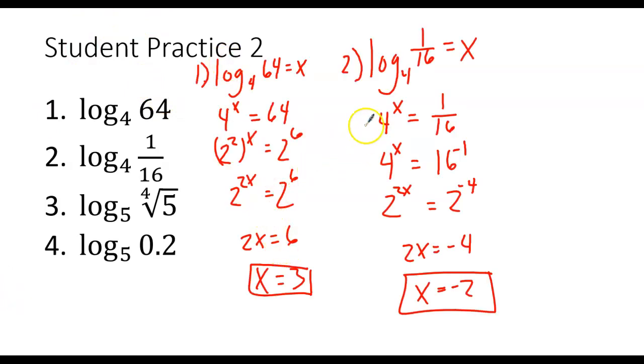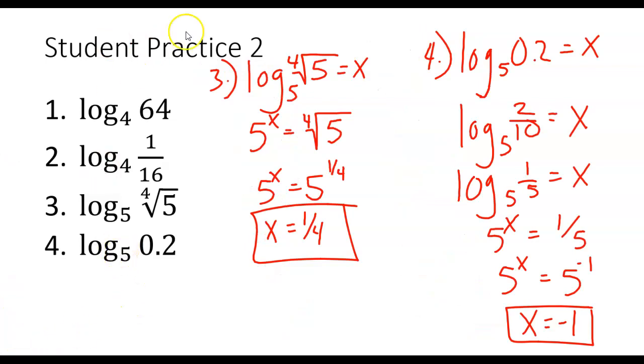All right, so here's the answers to numbers 1 and 2. For number 1, log base 4 of 64, you should have gotten 3. And for number 2, log base 4 of 1/16, you should have gotten -2. Here's my work if you guys want to study it. I'm going to go ahead and bring up the answers to numbers 3 and 4 now.